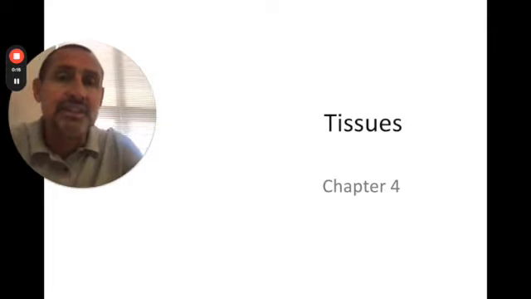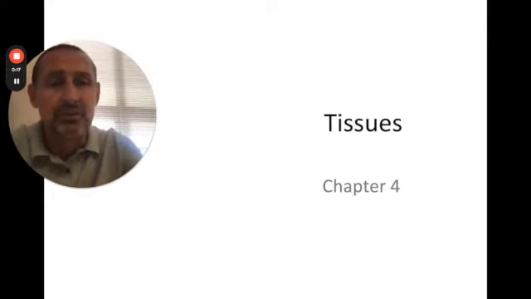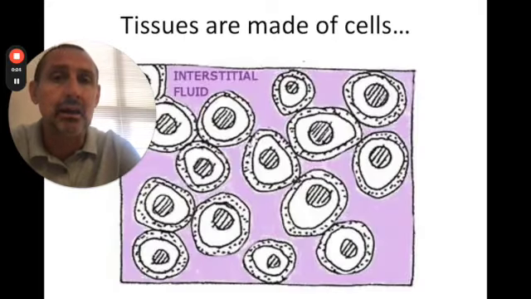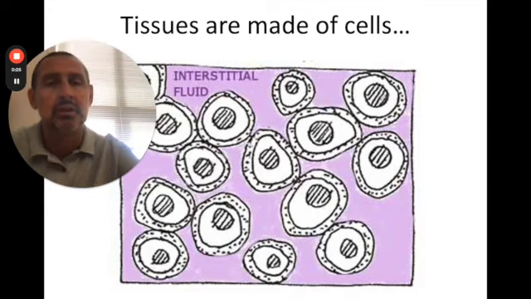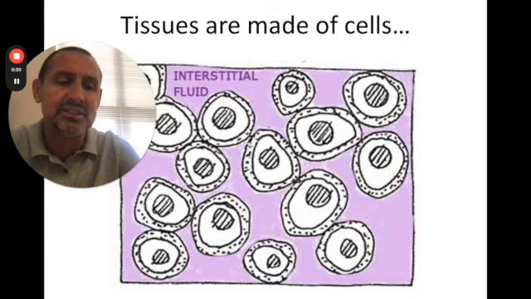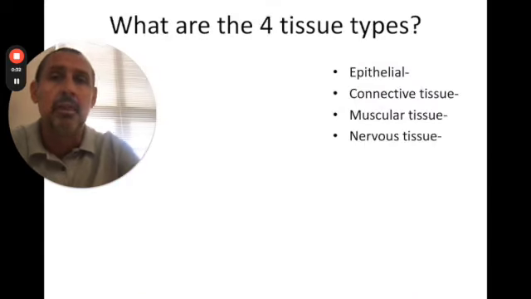This video is an introduction to tissues. If you think back to the levels of organization, cells make up tissues. So tissues are going to be groups of similar cells that will have a similar kind of function. There are four major types of tissue.